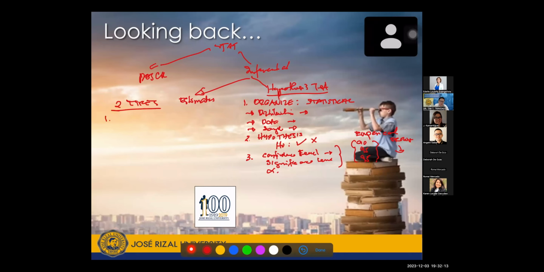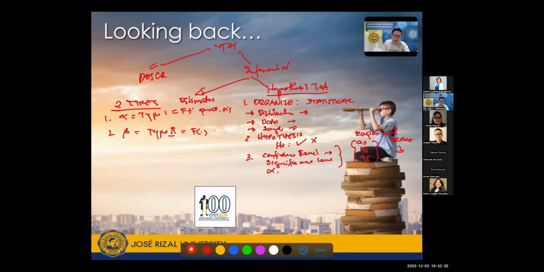Alpha and beta errors. Okay, the alpha and the beta error. The alpha is your type 1 and your beta is type 2. Type 1 is usually your false positive or the producer's risk. Your type 2 is false negative and consumer's risk.